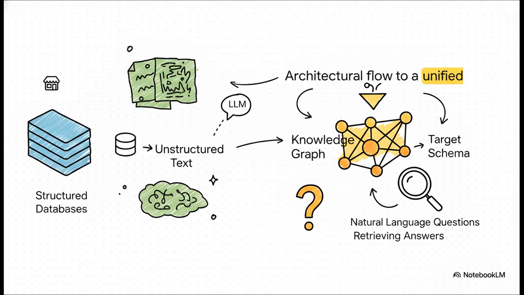This visual really brings the whole architecture together beautifully. You have your traditional structured databases on one side and your LLM-processed unstructured text on the other. They both map to your target schema and merge into one single unified knowledge graph. Now, instead of desperately searching for keyword matches in a mountain of PDFs, users can just ask natural language questions, and the system retrieves the exact, verified answer directly from the graph.